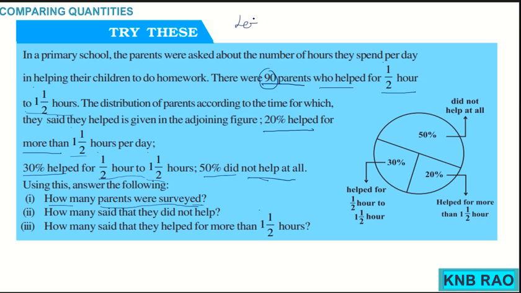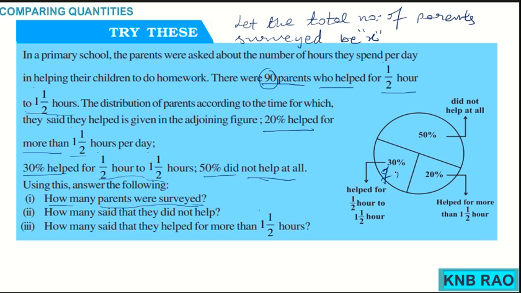That we will assume. Let the total number of parents surveyed be x. Then 30% of x is equal to 90. That means now I can find the value of x by solving 30% of x equal to 90.